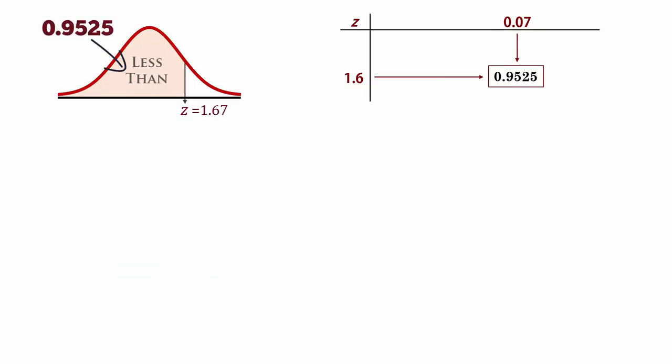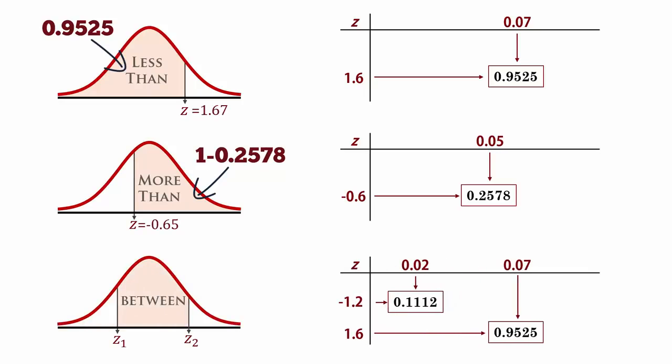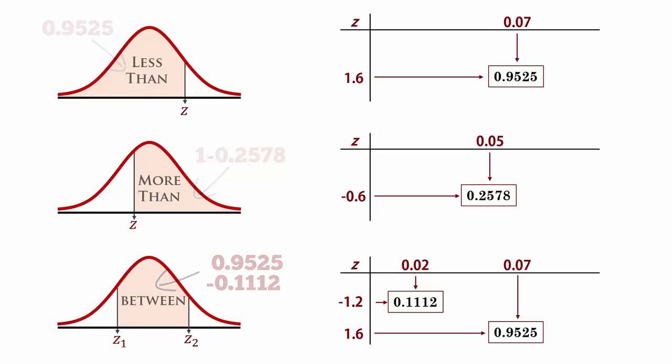In summary, if you're finding a less than area using the cumulative less than tables, the area in the table is the answer. If you want a greater than area, then do 1 minus the area from the table. And if you want the area between two z values, then do bigger area, which will correspond to the larger z value, minus the smaller area, which will correspond to the smaller z value. Note that we do not subtract z values, we only subtract areas.